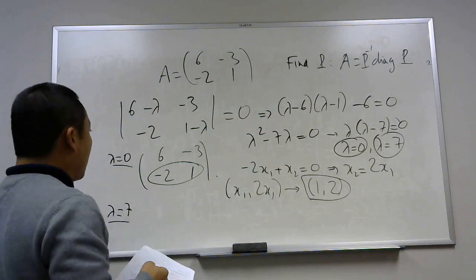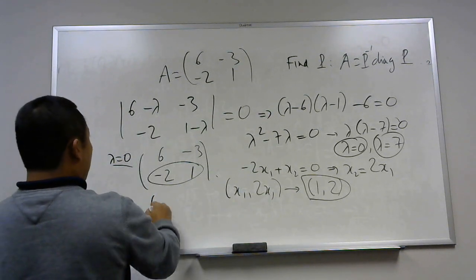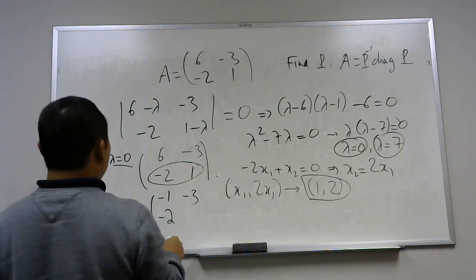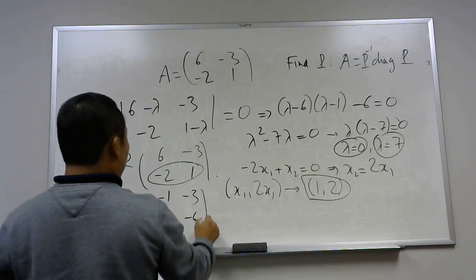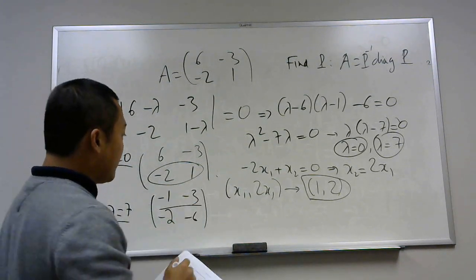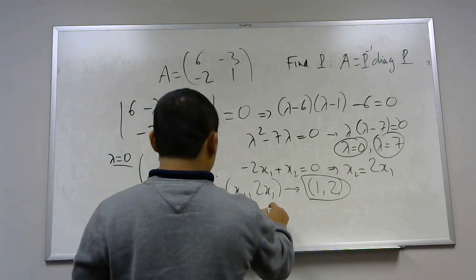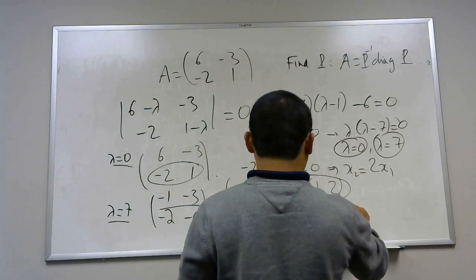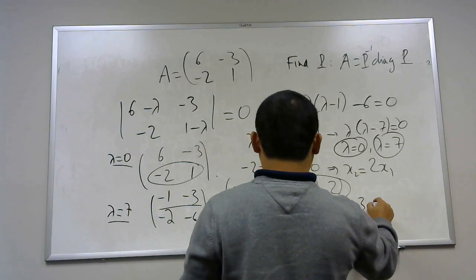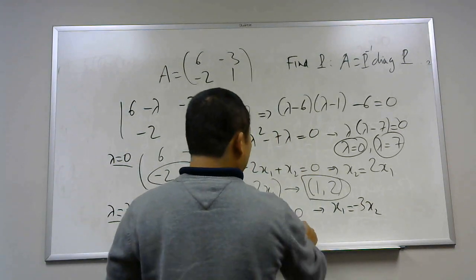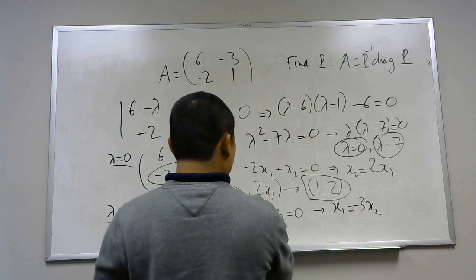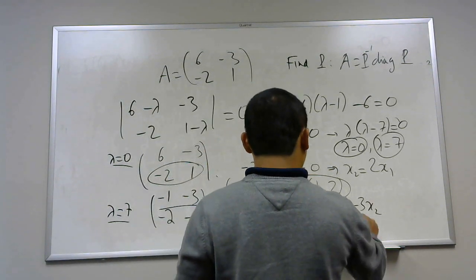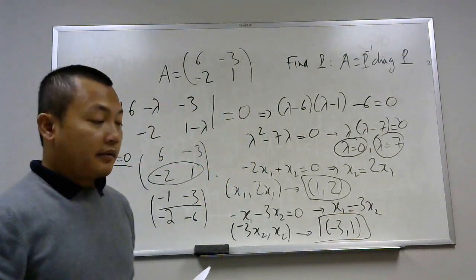For lambda equal to 7, I plug 7 into this, I get negative 1, negative 3, negative 2, and negative 6, right? So I'll take the first row. I will see negative x1 minus 3x2 equal to 0, or x1 equal to negative 3x2. I can write negative 3x2, x2, or from here I can get negative 3 and 1. You see, this is the second eigenvector.